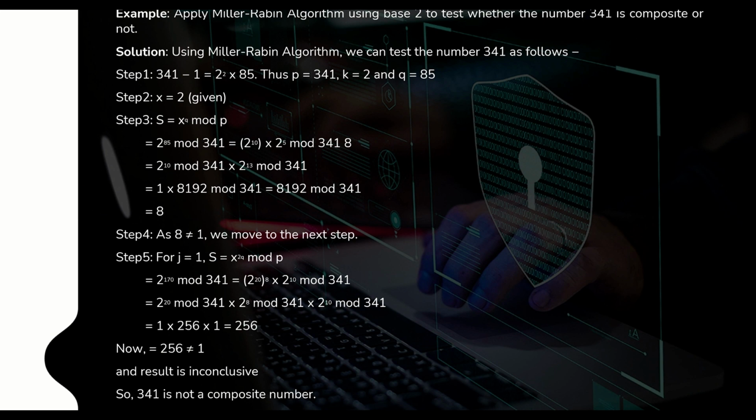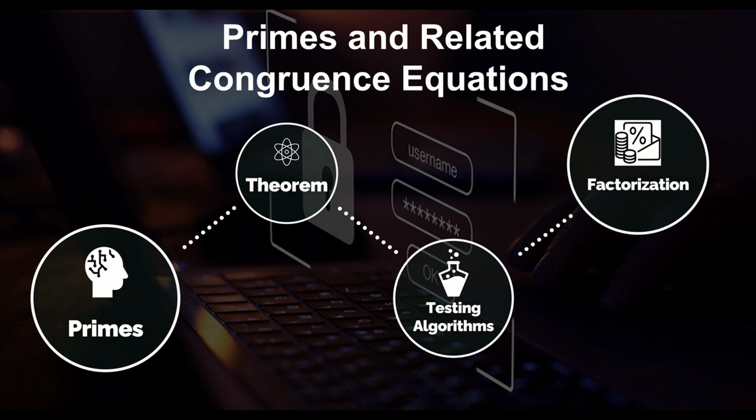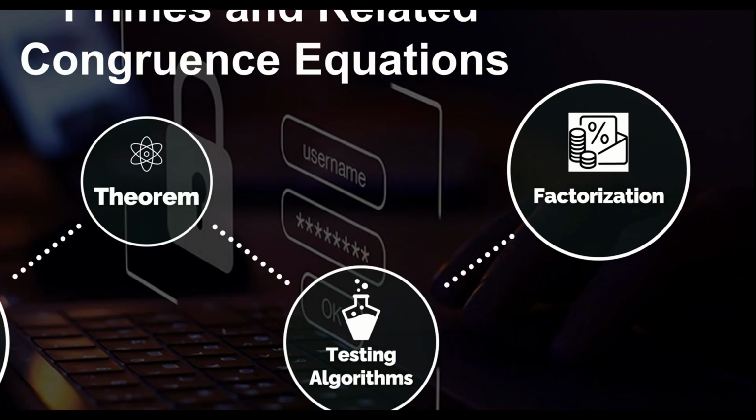Advantages. This algorithm can be used to test high numbers for primality. Because of its advantage in speed compared to other primality tests, the Miller-Rabin test is the test of choice for several cryptographic applications. Compared to Euler tests, Miller-Rabin is more dynamic, and an essential aspect is that the probability of failure is decreased. According to the Fermat test, there are too many liars for all Carmichael numbers n. The error probability is near 1. This disadvantage is prevented in Miller-Rabin.